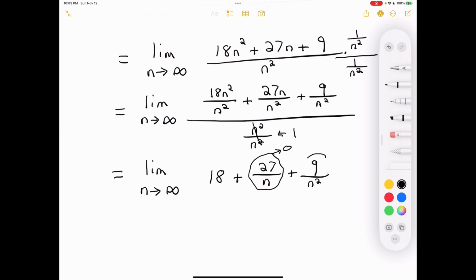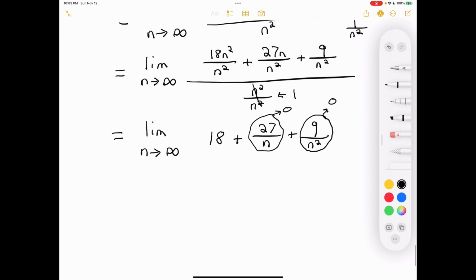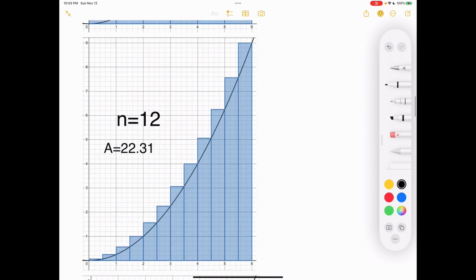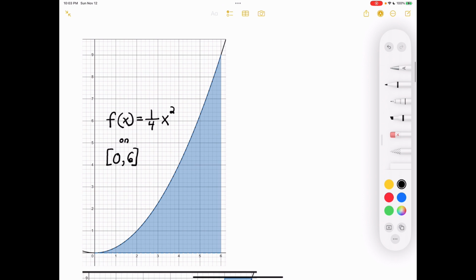And likewise, 9 over n squared also goes to 0. It goes to 0 even a little faster. And so we're left with simply 18 as the exact value of the area under the curve of f of x equals 1/4 x squared from x equals 0 to x equals 6.